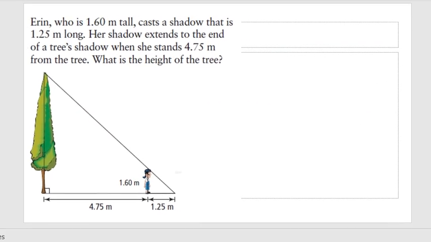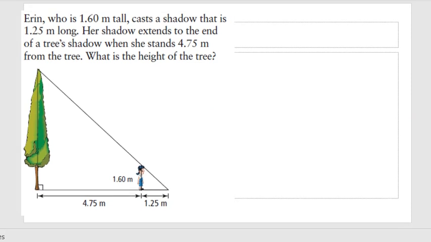Alright, Aaron, who is 1.6 meters tall, casts a shadow that is 1.25 meters. Her shadow extends to the end of a tree's shadow that stands 4.75 meters, when she's that far away. What is the height of the tree?